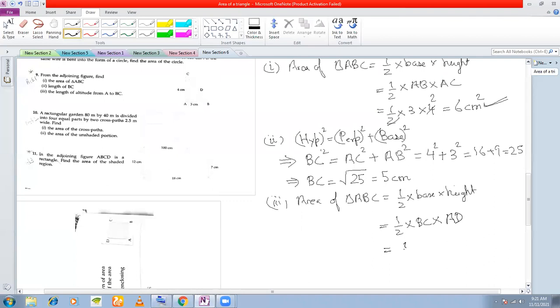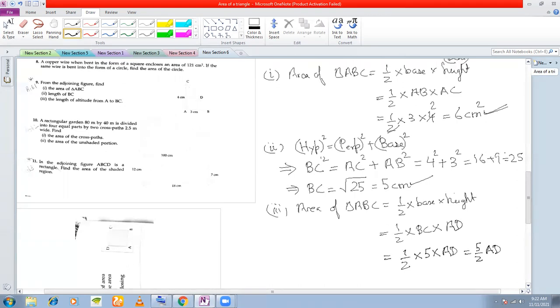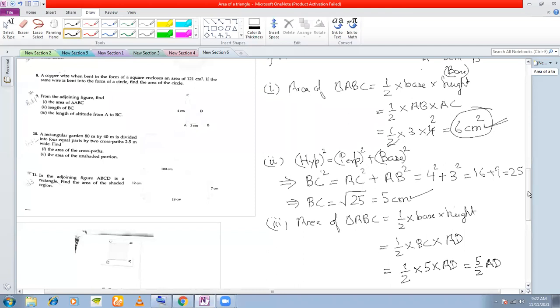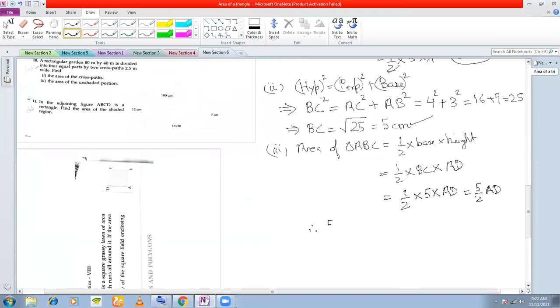Okay. Now I put the value of BC. What is the length of BC we have found out? 5. So half into 5 into AD. Right? So what are you getting? You are getting 5 by 2 AD. This is the area of the triangle ABC. But how much area have we found out? 6 centimeters square. So this must be equal to 6 centimeters square. So therefore 5 by 2 AD must be equal to 6. From here you can find out the value of AD. So 5 AD is equal to 6 into 2. That means 5 AD is equal to 12.